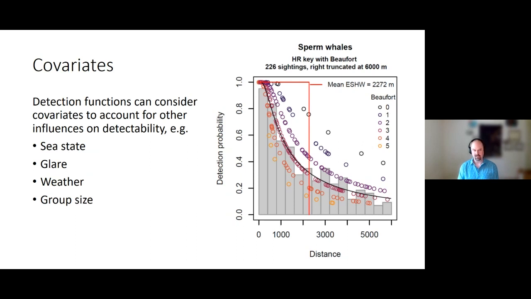In addition to distance, covariates can also be used. So for example, in this case, we have a plot here that is showing some real data. This is from, I believe, data from the NOAA Northeast Fisheries Science Center. And we're showing the effect of the ocean sea state here measured on the Beaufort scale, where at Beaufort 0, represented by these dots up here, this curve might be formed, but at Beaufort 5 down here, this curve might be formed. And so it's basically showing that as the sea gets rougher, detectability becomes harder.